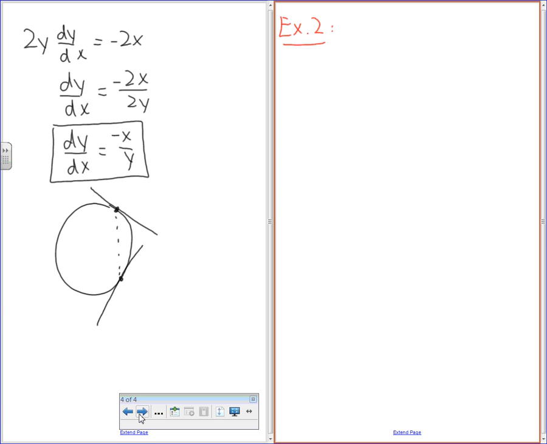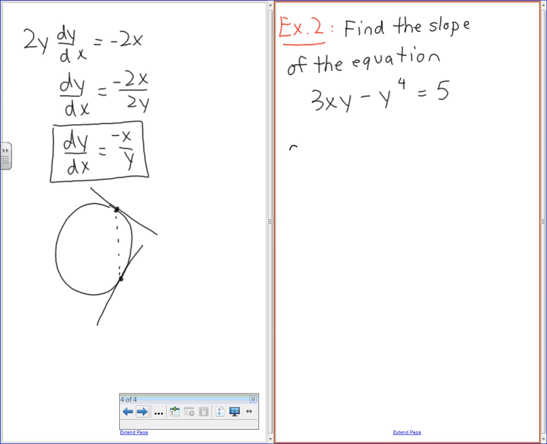I'm going to say find the slope of the equation 3xy minus y to the 4 equals 5 at 1 comma what? No. Negative 1. Why did I make it so difficult?